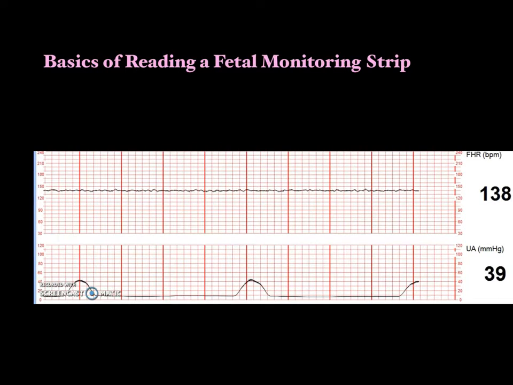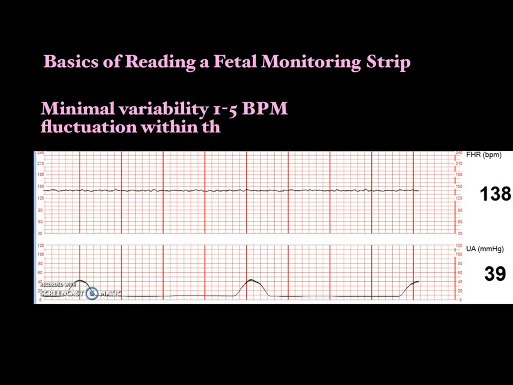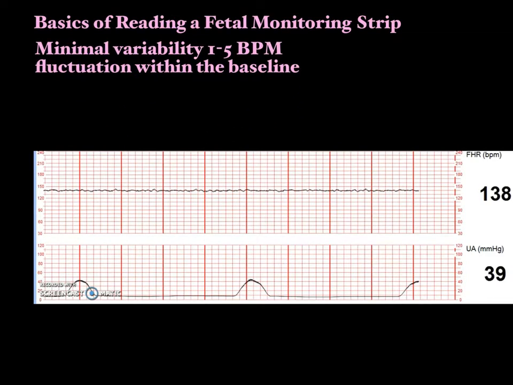Okay, so here we have minimal variability. And this is a baby that has 1 to 5 beats per minute fluctuation within the baseline. Okay, so the baby's responding, but not a lot. Now, this is also not a reassuring sign. However, there are some normal things that happen that make babies have minimal variability. One of them is fetal sleep. Fetuses have sleep cycles just like newborns have sleep cycles.